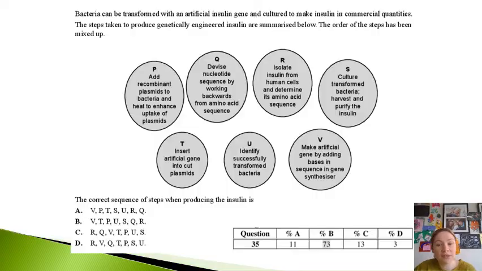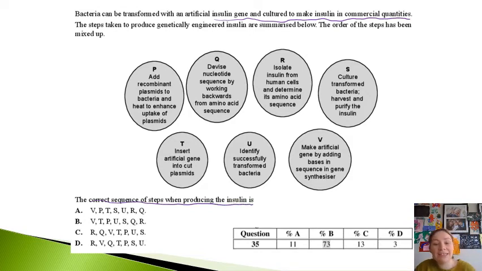Let's have a look at some questions. So this question here says bacteria can be transformed with an artificial insulin gene and cultured to make insulin in commercial quantities. The steps taken to produce the genetically engineered insulin are summarized below. The order of the steps has been mixed up. So basically we're looking for the correct sequence of steps involved in this process.